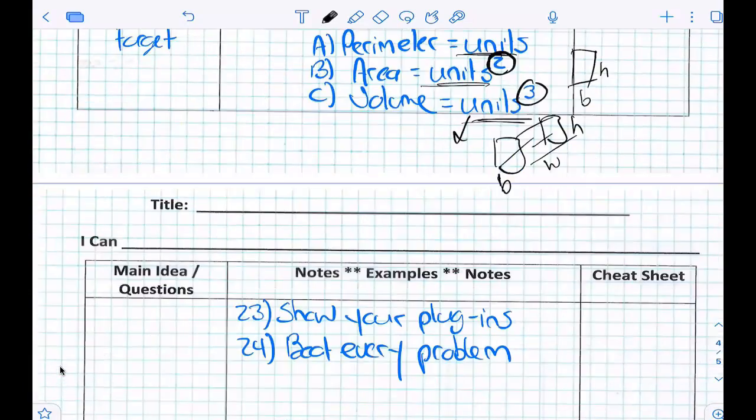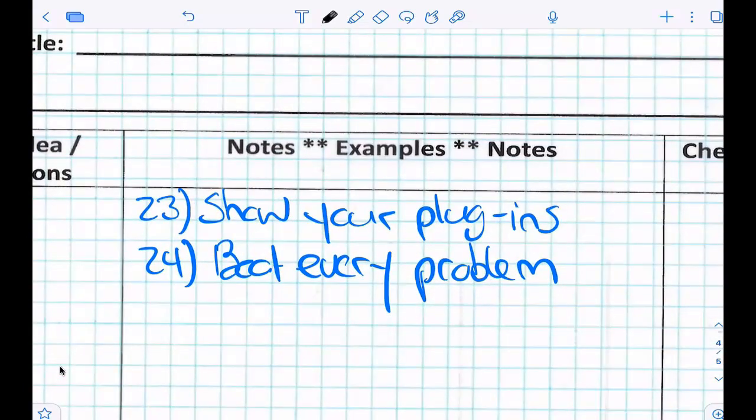Okay, what else do we have on here? Do you need to show your plugins, you think, on the test? I'm going to let you use a calculator. I promise you can use a calculator, but I want to see your plugins, yes? And then what is our goal no matter what?